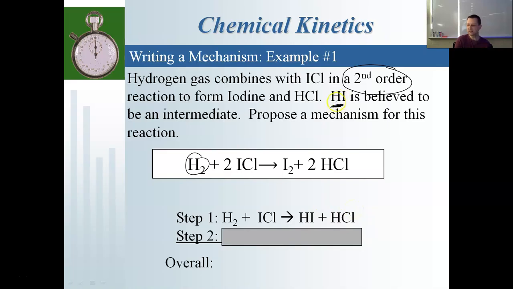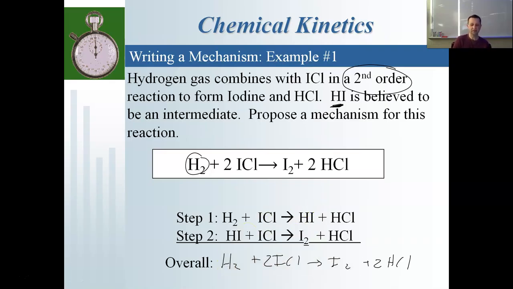Now it says HI is an intermediate, so we know if it's an intermediate, it's produced and then used up in the next step. So let's go ahead and figure out how we can get my overall equation, because this has to be H2 plus 2 ICl yields I2 plus 2 HCl. So I need to make sure I end up with that. I already have the H2 taken care of. I need to have another ICl. I also need to use up my HI and have that cancel out.